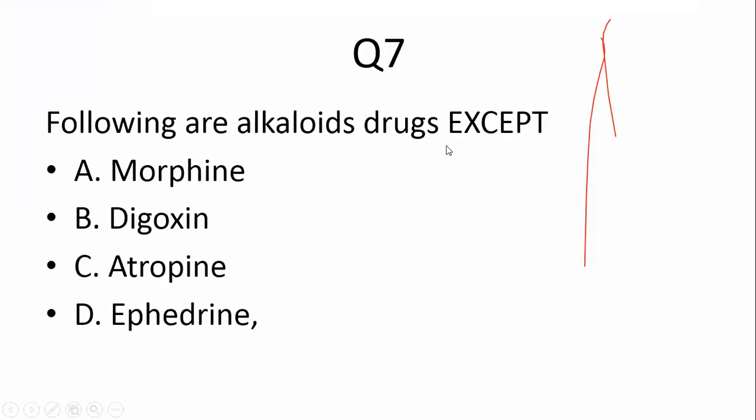Following are the alkaloids. Examples of alkaloids: morphine, digoxin, atropine, ephedrine. You need to know which is the one which is not an alkaloid: morphine, digoxin, atropine, ephedrine. Which is the answer? Answer is digoxin, it is not an alkaloid. Okay, it is a glycoside. So remember, digoxin is a glycoside, not an alkaloid.